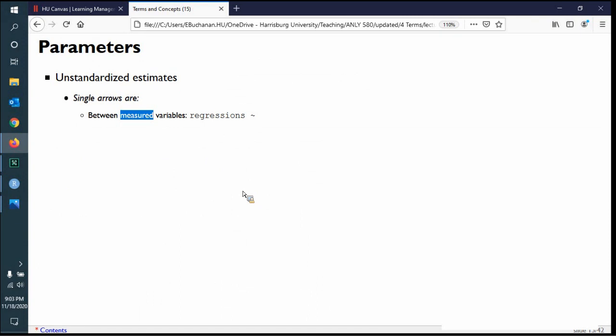So I'll change that to measured. Between measured variables or between latent variables, that would be considered a regression. And that is what you'll see in the output. You'll see it say regression and it'll have this single tilde. One thing I really love about lavaan is that it gives you clues to the code throughout the output.